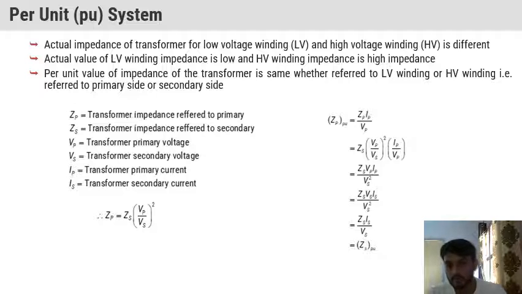We write it like this, and after this we again cancel out one VS. So finally we get ZS into IS upon VS, and ultimately this is ZS per unit. So we got the result: ZP per unit is equal to ZS per unit. This is our ultimate formula for why the impedance is equal when we refer primary to secondary, or we can say LV to HV or HV to LV.